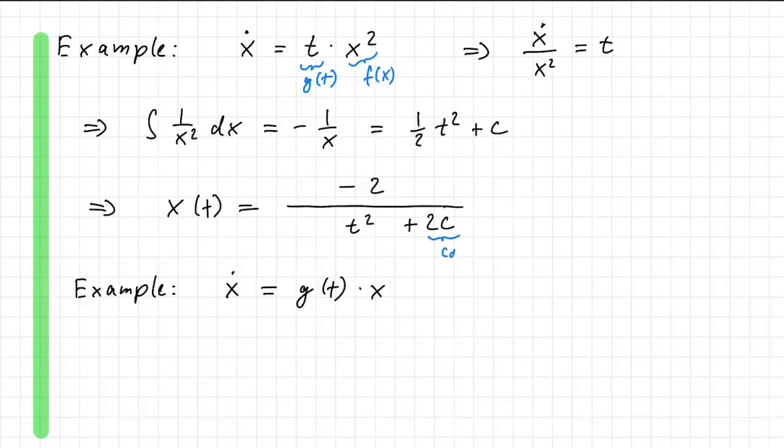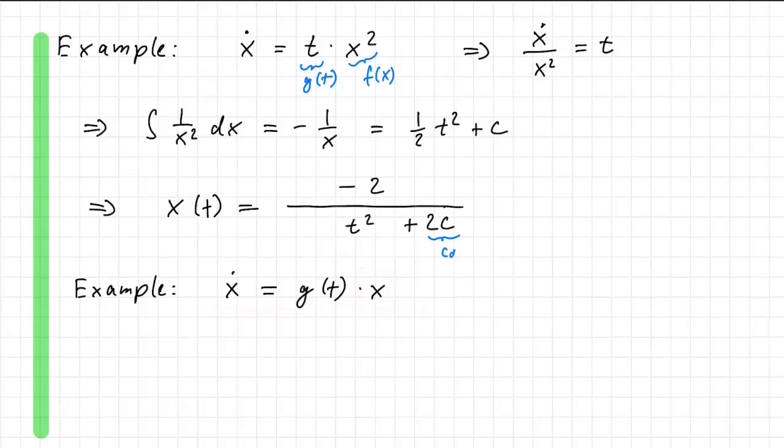Now let's look at the second example. And this is the example that I'm showing here. That is x dot equals a general function g of t times x. This is an interesting equation because it's a so-called linear equation. So x only enters linearly. And we will look much more into these equations in the following. So here we'll just apply our specific recipe to solve that one. Later we'll learn more about these kinds of equations.